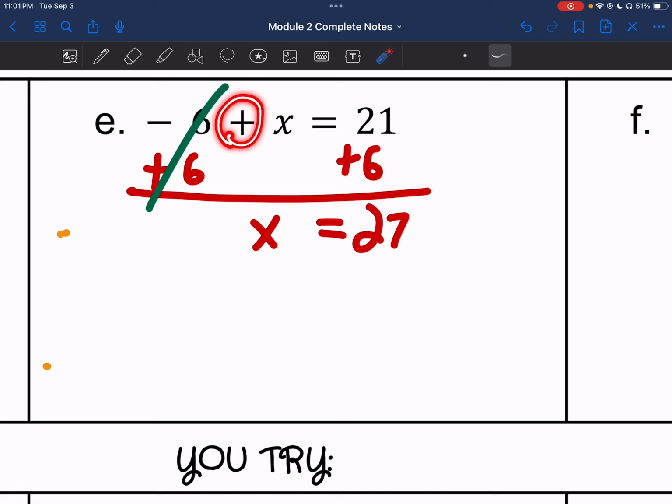I specifically chose this one because there's an addition sign there, and that's something that people would trip up on. They would see the addition sign and assume, oh, well, we're doing the opposite of adding, so we need to subtract. No, no, no, no. You need to look at the sign that is in front of whatever piece you are working with. In this case, you have a negative sign in front of the 6, so that tells us that the opposite of whatever's happening there is going to be to add a positive 6.